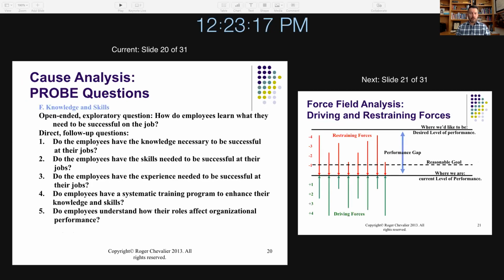Skills and knowledge is where you're going to find the training causes. Do the employees have the knowledge necessary to be successful at their jobs? Yes or no? A lot of times you will see a mixture of a solution. So it might include some training, but then also if we go back to information, it might include some job aids or guides in the workplace as well.